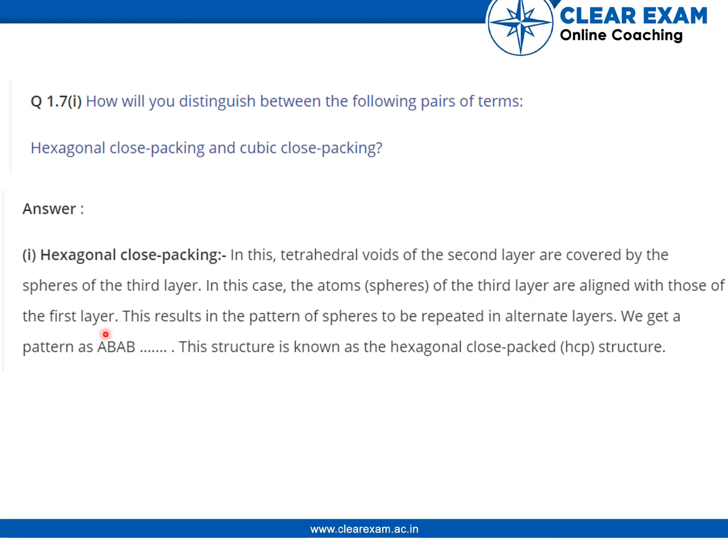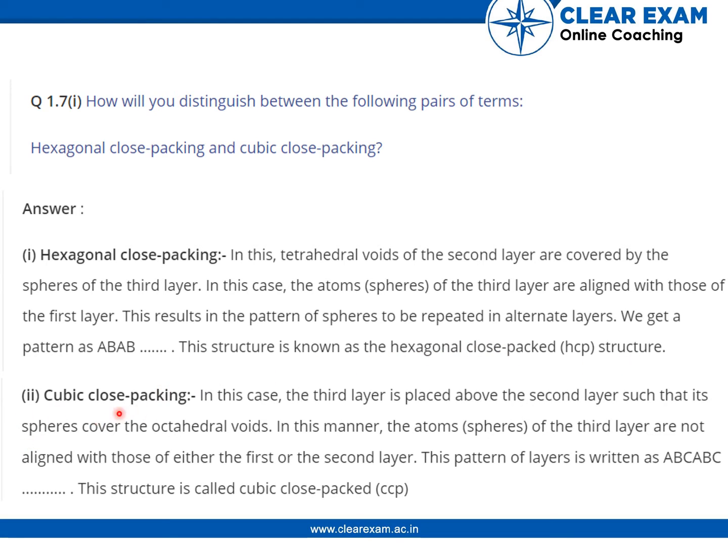It is observed that it results in the pattern of spheres to be repeated in alternate layers. So we get a pattern as AB, AB, AB. A is the first layer, B is the second layer, A is the third layer again. This structure is known as the hexagonal close packed structure.